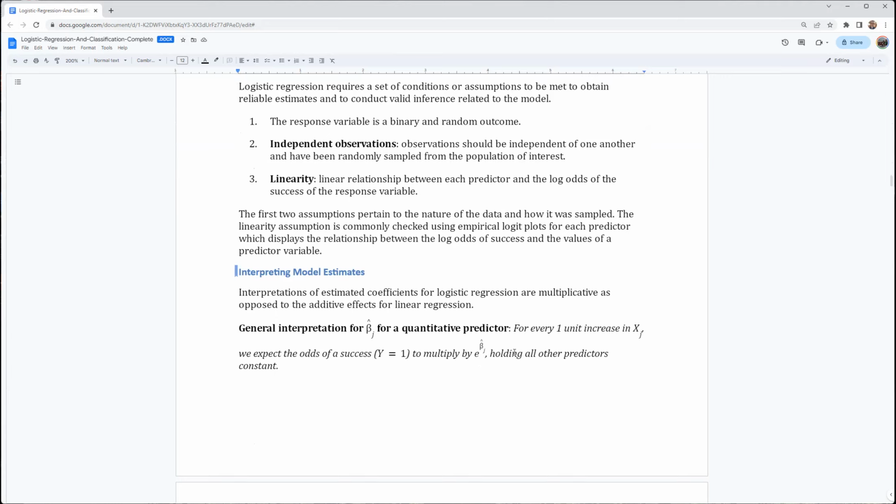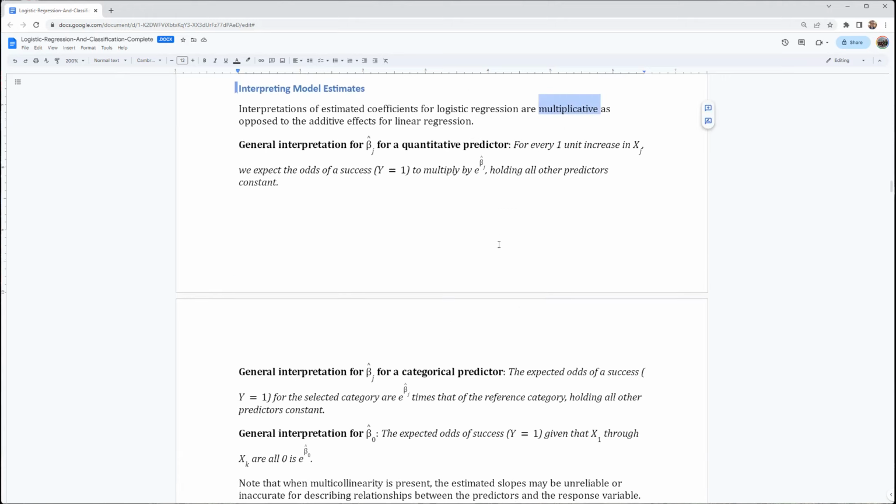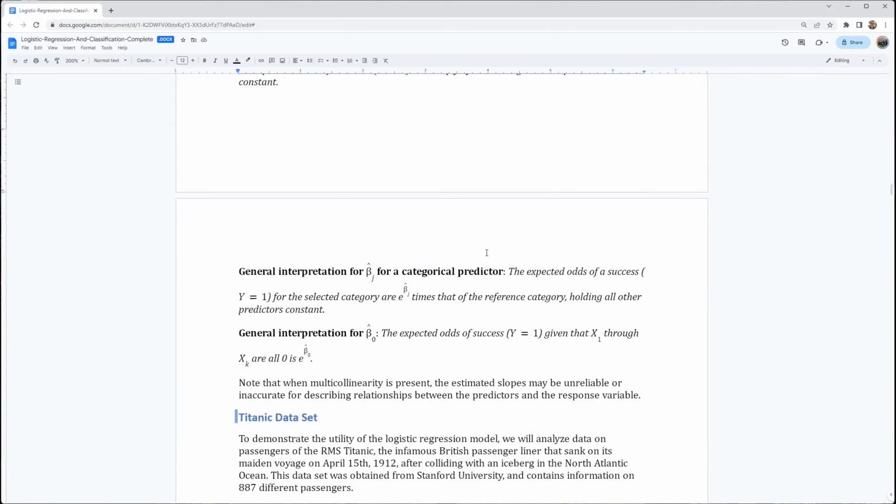So the odds multiply by a certain factor for every 1 unit increase in x. So now the effect is what we'd call multiplicative in what we're modeling rather than additive, as it was for linear regression. And that's the case for everything here. For categorical predictors, we interpret it in a multiplicative way as well, which we'll demonstrate for a real data set on the Titanic.